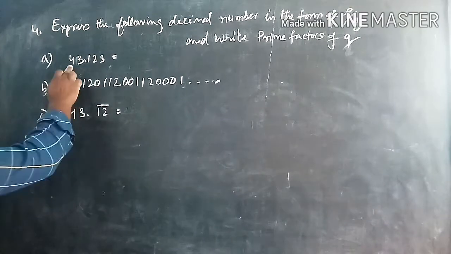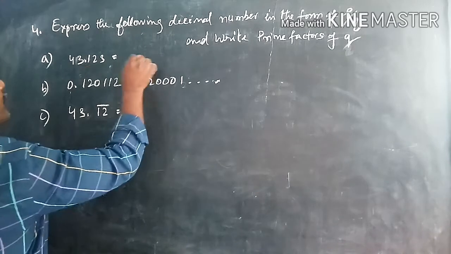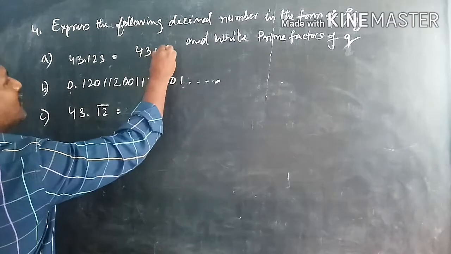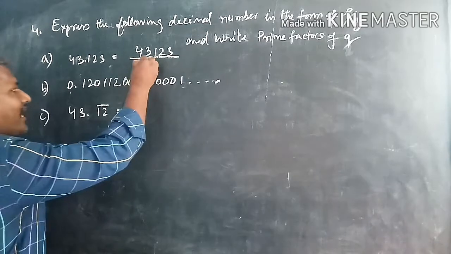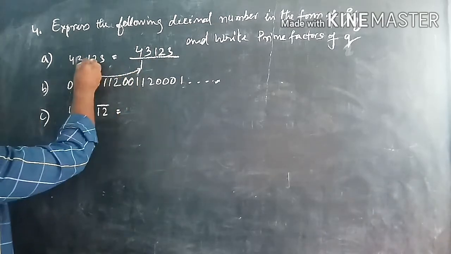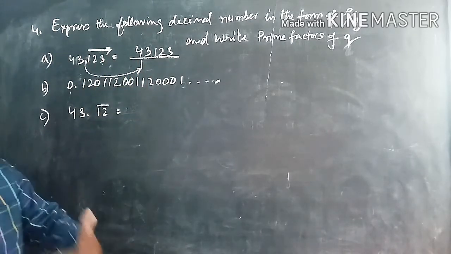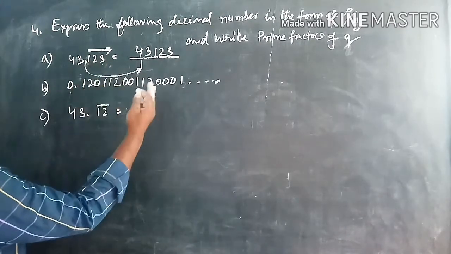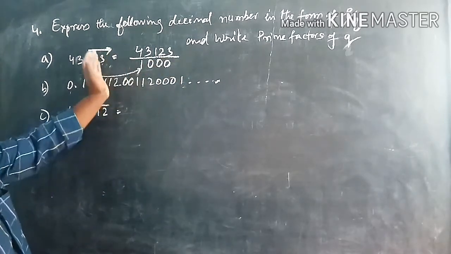Let us see, the first one is 43.123. As it is a terminating decimal, you have to write the whole numeral part omitting the point. Just omit the point and write 4 3 1 2 3. Now take a divide line. Now write the 1 instead of the point. After the point, how many digits are there on the right side of the point? You have to count and write the same number of zeros. How many digits are there? 1, 2, 3. There are 3 digits. We need to write 3 zeros. So this is how the decimal form is converted into rational form.